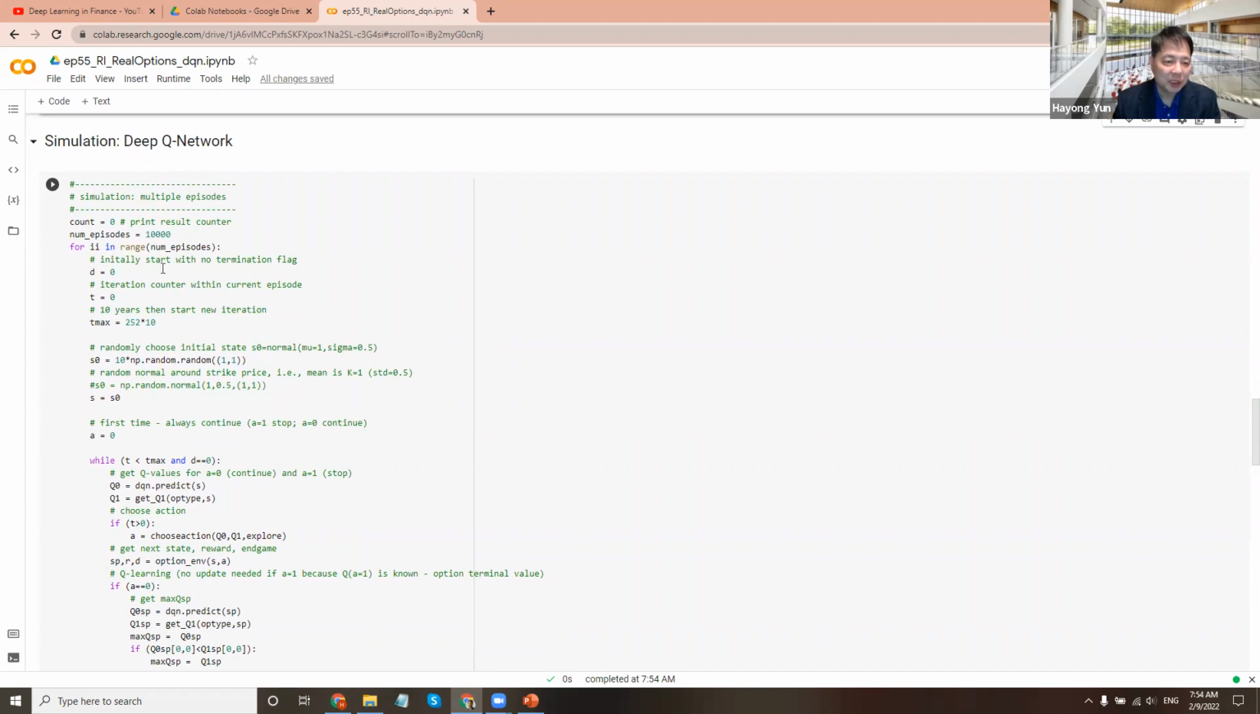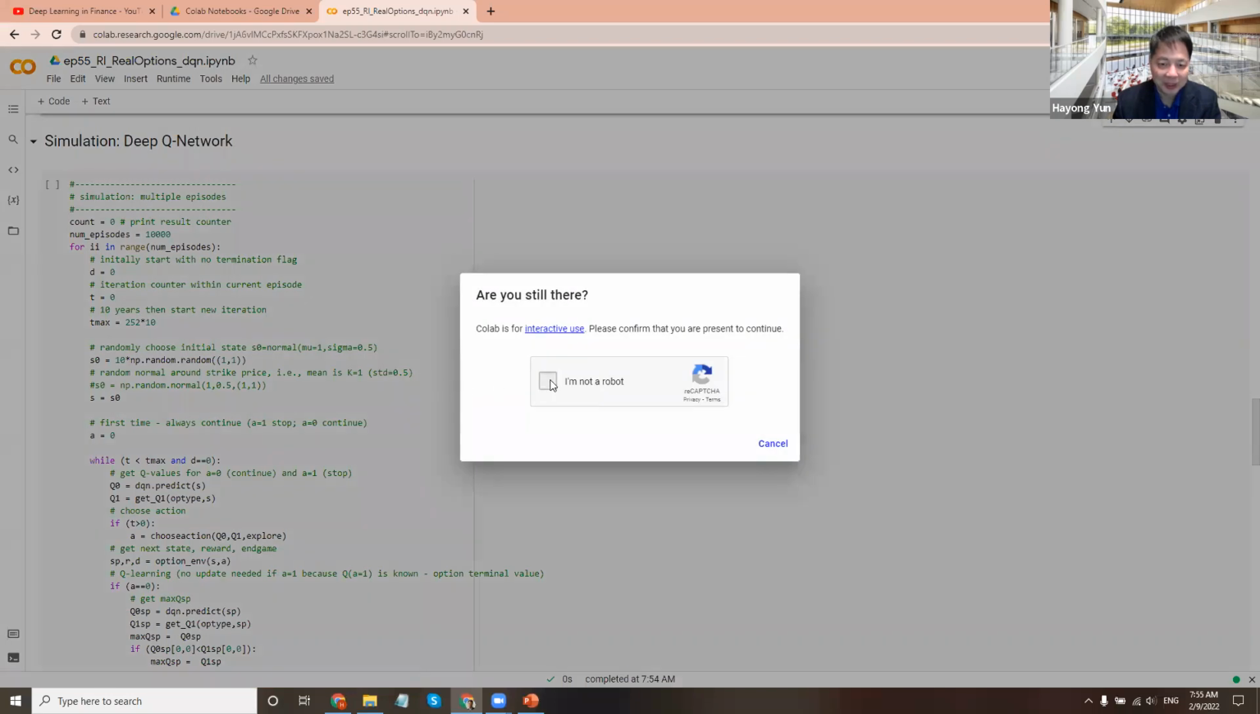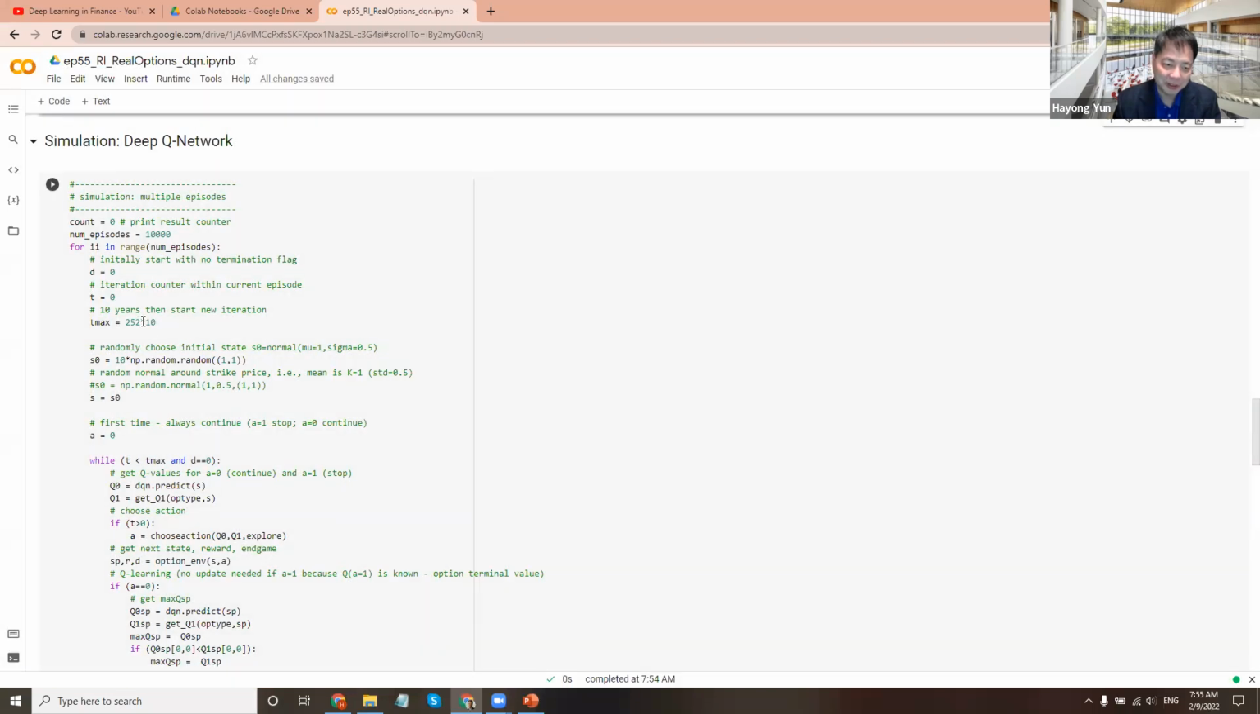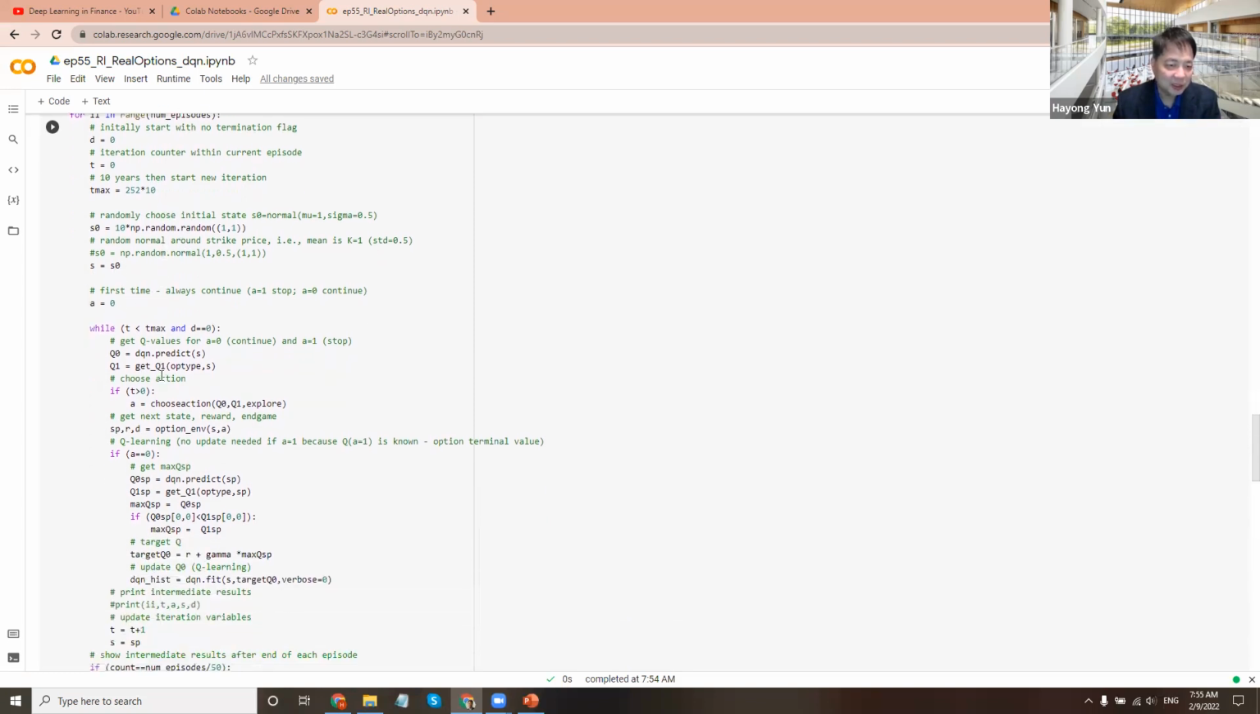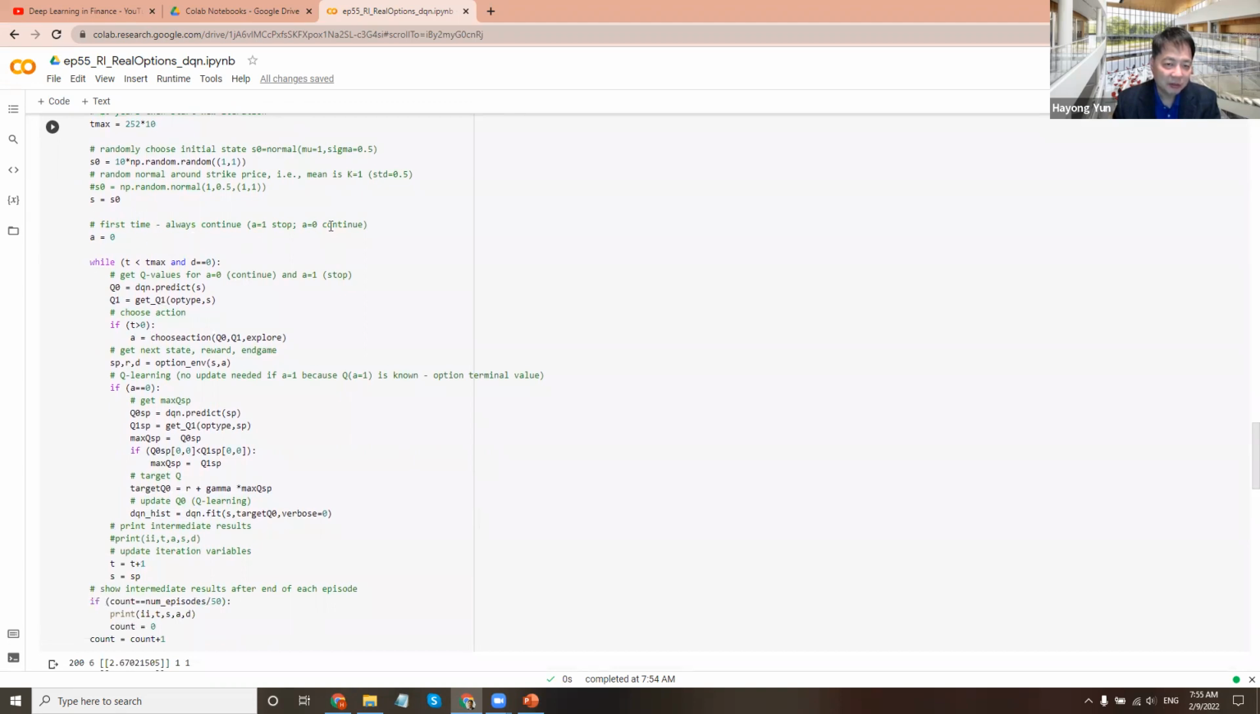The simulation of the deep Q network is pretty much similar. We'll have 10,000 episodes and we keep playing and exercising the option. For one episode, for one run of stock, we'll have 252 trading days, the number of trading days in a year, multiplied by 10. So we play the game as long as 10 years if we choose not to exercise and keep waiting. We almost certainly will exercise the option before then. We randomly choose an initial state, here as 0, which gives the starting value. The first action is always continue.